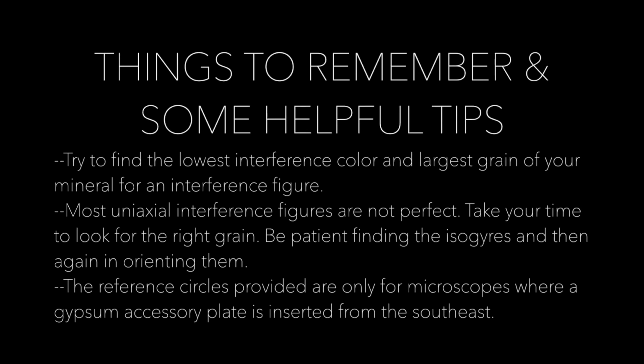Here are some things to remember and some helpful tips. Try to find the lowest interference color and largest grain of your mineral for an interference figure. Most uniaxial interference figures are not perfect. Take your time to look for the right grain. Be patient finding the isogyres, and then again in orienting them. The reference circles provided are only for microscopes where a gypsum accessory plate is inserted from the southeast.